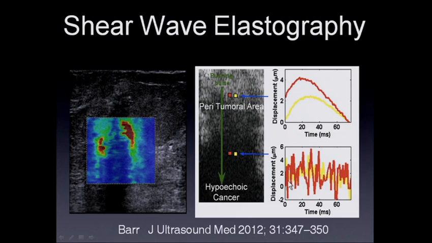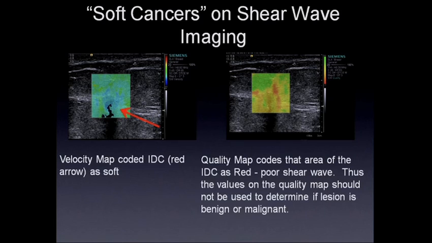And this is a fixable problem in that the algorithms need to be modified so that when we see this noise pattern, they do not color code the lesion as being soft, but again color code it black so we know that we really can't get an accurate measurement.